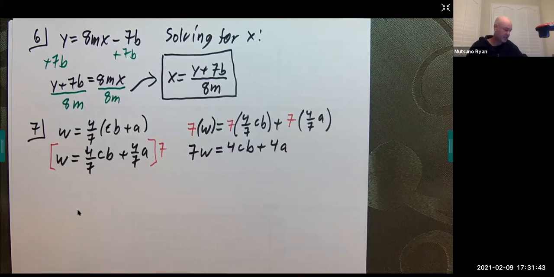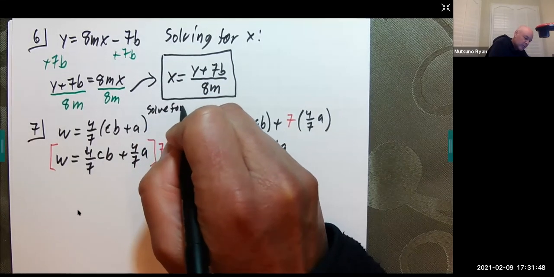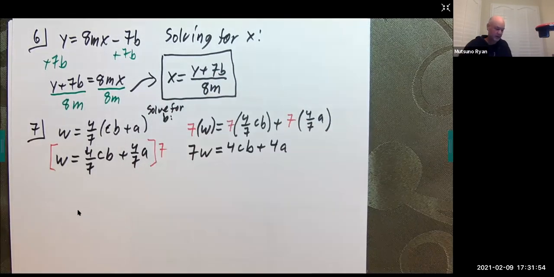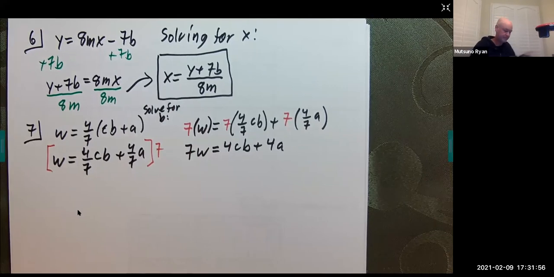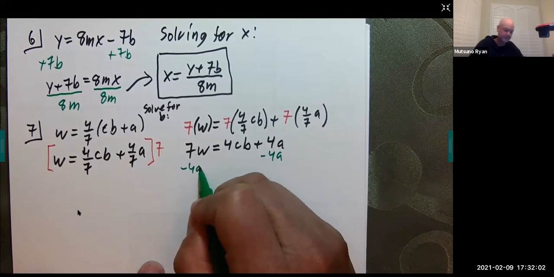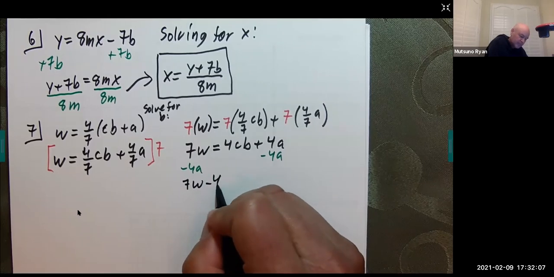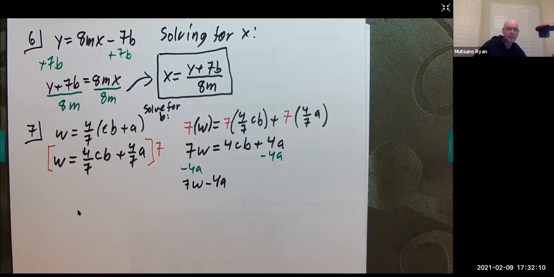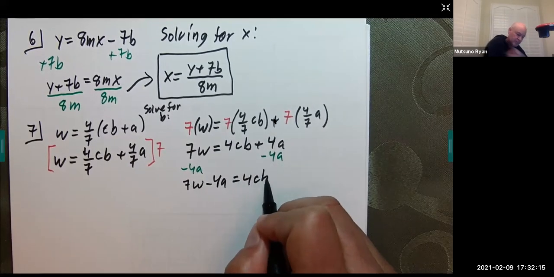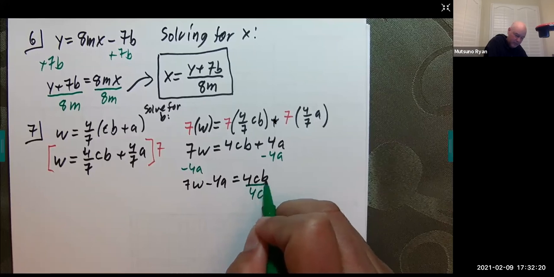Now, keep in mind, I'm solving for B. I didn't write that. Solve for B. All right, so I'm going to do what I did before. I'm going to isolate the B. I'm going to subtract a 4A. And now I'm going to divide both sides by 4C, because that's what's with the B here.